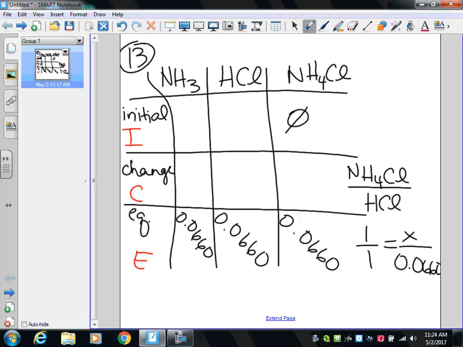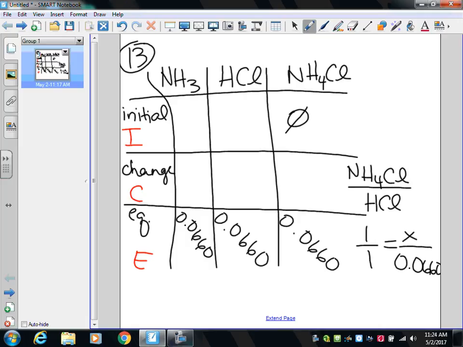So is it just the HCl, or could you have compared it to NH3 instead? Yeah, you could have compared it to NH3 instead. It's just comparing to one of them? Yeah, comparing to one of them because there's only one reactant. So we now have equilibrium values, okay?